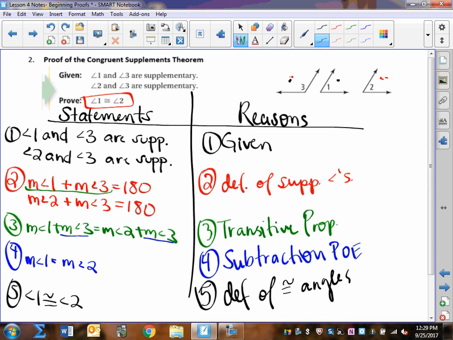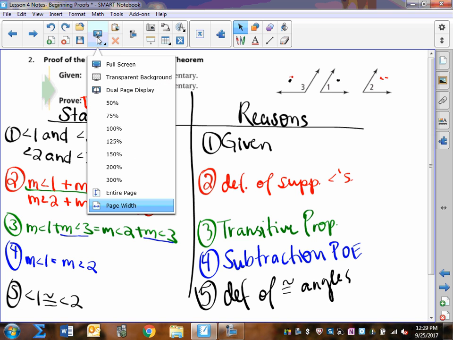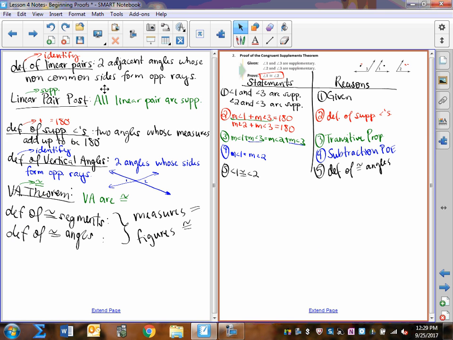Alright, any questions on that? Now you'll notice the bottom of your paper says, note that the proof for congruent complements theorem is very similar. Your angles would be added up to be 90 rather than 180. And also, if we look at this side by side with what we just did, let's, hold on, give me a moment.